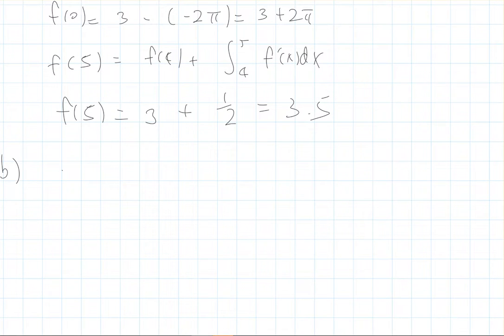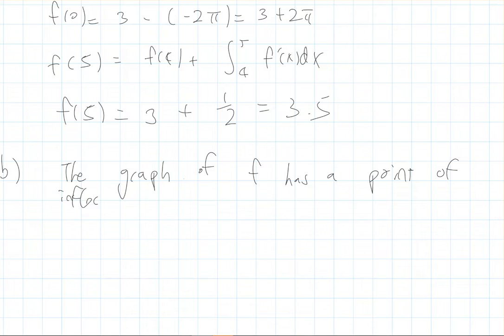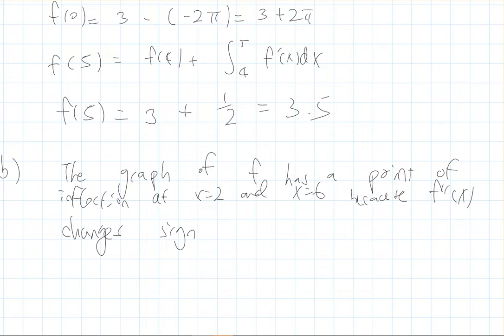And so since f prime x has extrema there, the graph of f has a point of inflection at x equals 2 and x equals 6, because f prime changes sign at those points.